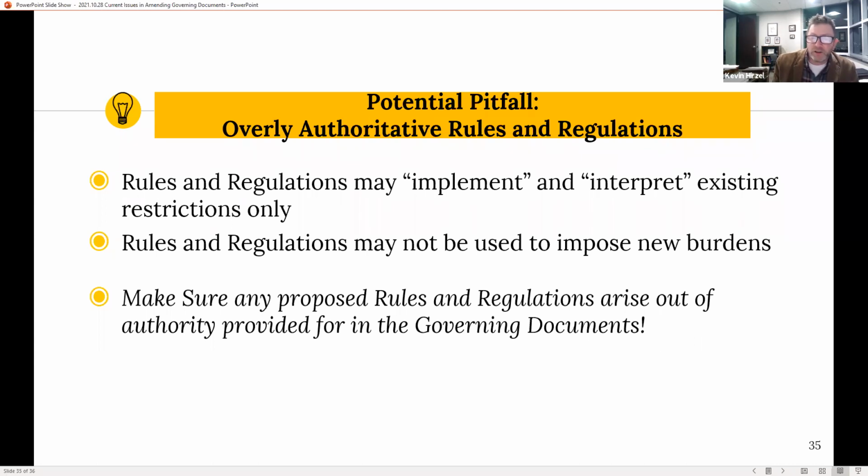So I have this on here as a potential pitfall. As you go through and adopt rules and regulations, they are incredibly helpful in guiding the community and interpreting existing restrictions and in implementing existing restrictions and obligations, but they cannot be used to impose new burdens.